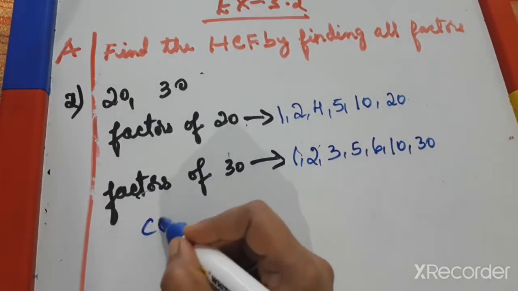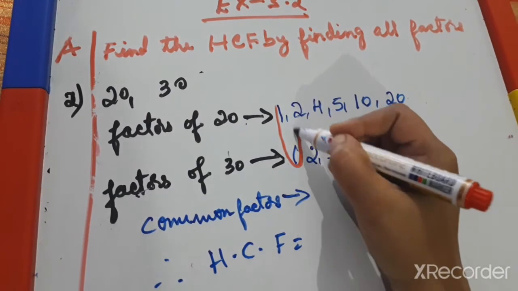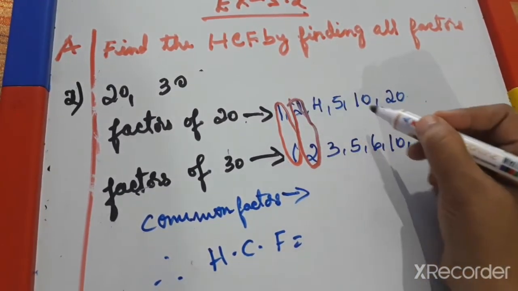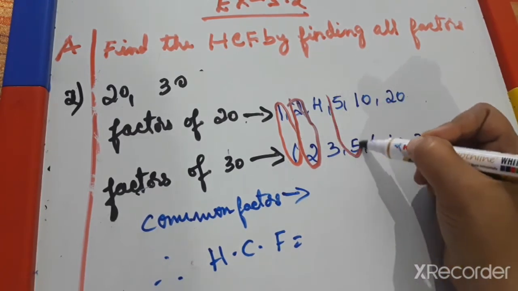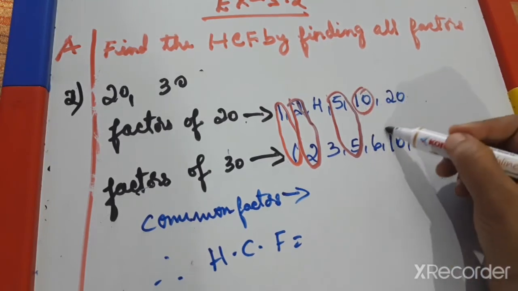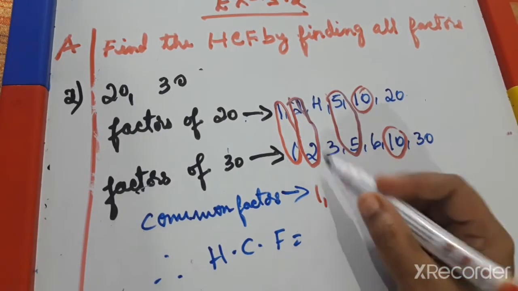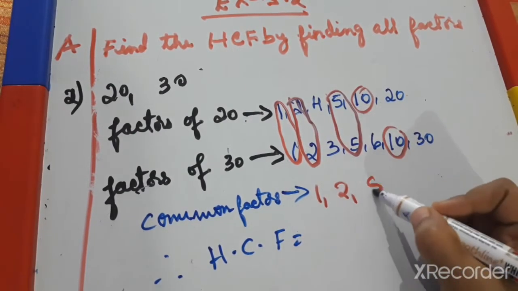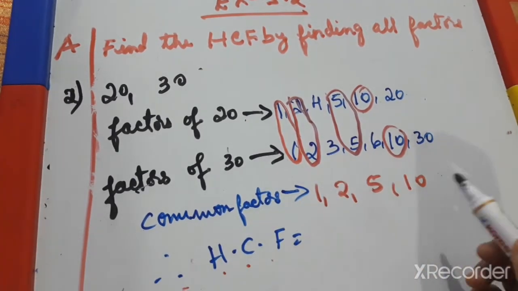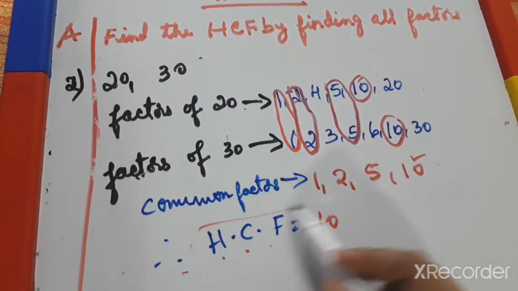Now write the common factors. Now common factors: 1 is common in both the numbers, 2 is common in both sides, and 3 no, 4 no, 5 is common in both sides, 6 is not common, 10 is common in both sides. So write the common factors. 1 is common in both sides, 2 is common in both sides, 5 is common in both sides, and 10 is common in both sides. Therefore the highest common factor from this is 10. So the answer is, the HCF is 10.